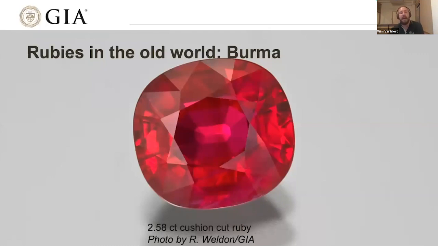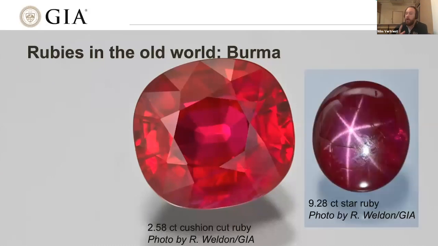I also want to make a side note that this kind of ruby is not the only ruby that is being found in Mogok, Burma. You also find some amazing star rubies, rubies showing asterism when they're cut as cabochons. So Mogok is also a prime location for star rubies, which are also highly coveted and even rarer than good quality rubies.